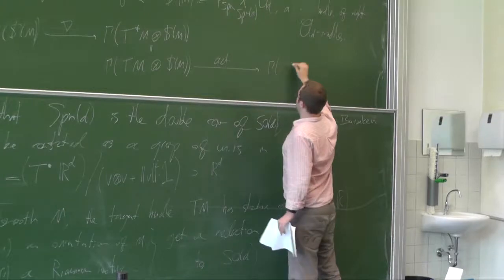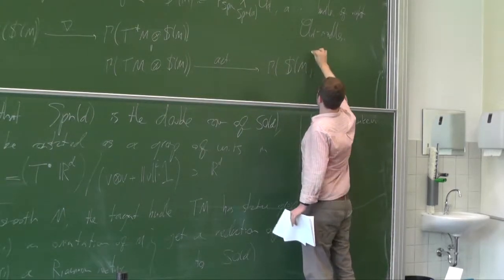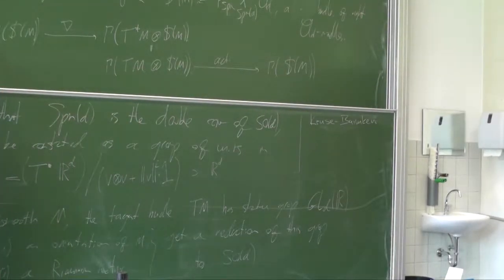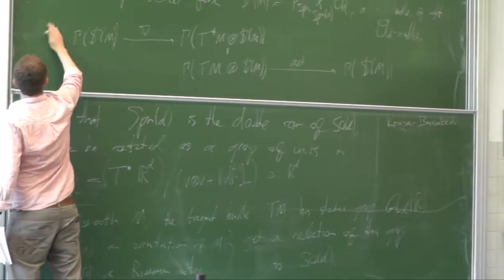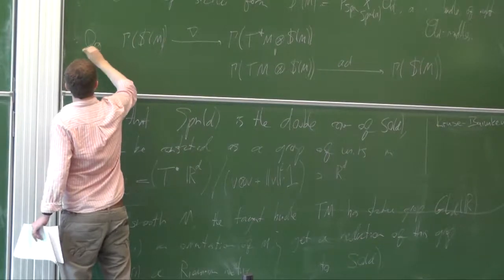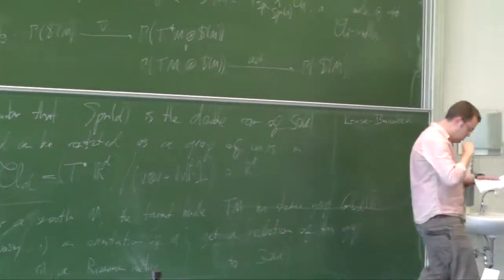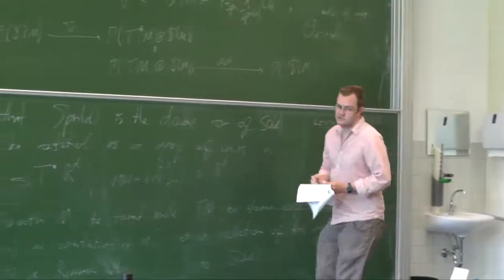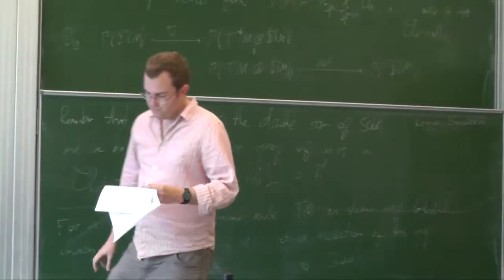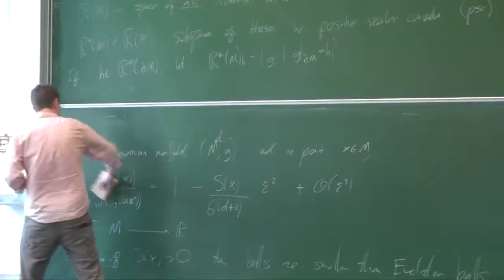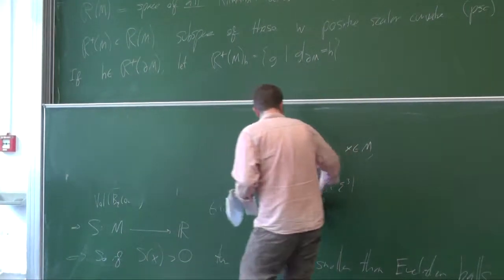And I can get a section of the bundle again. And this whole composition is the Dirac operator associated to the metric g. So let me just write down what basic properties this has, and it has properties that Thomas has been talking about in his last few lectures that will be quite familiar to you.